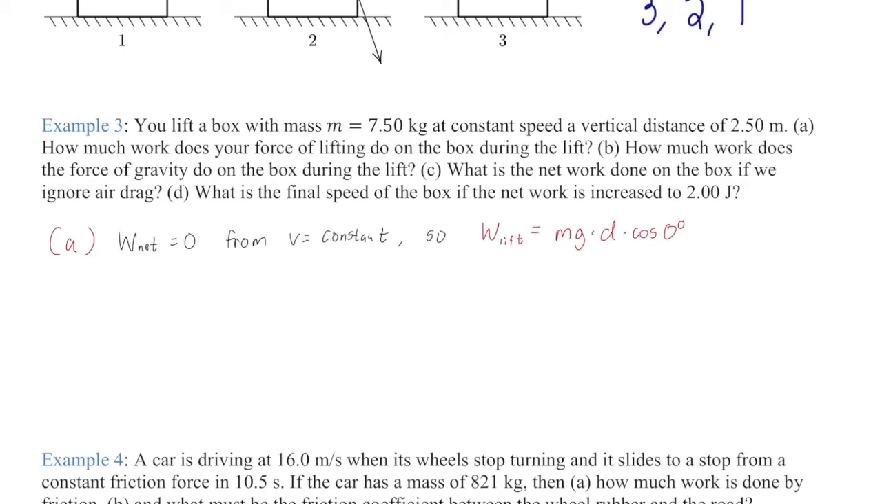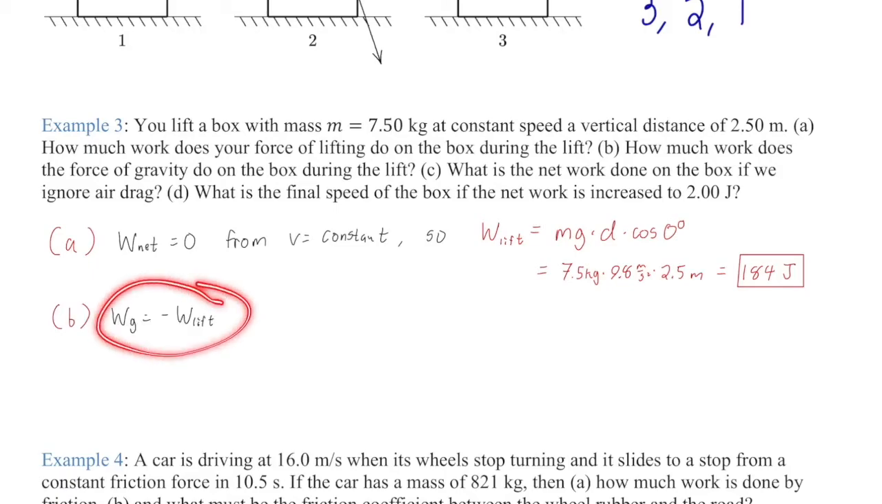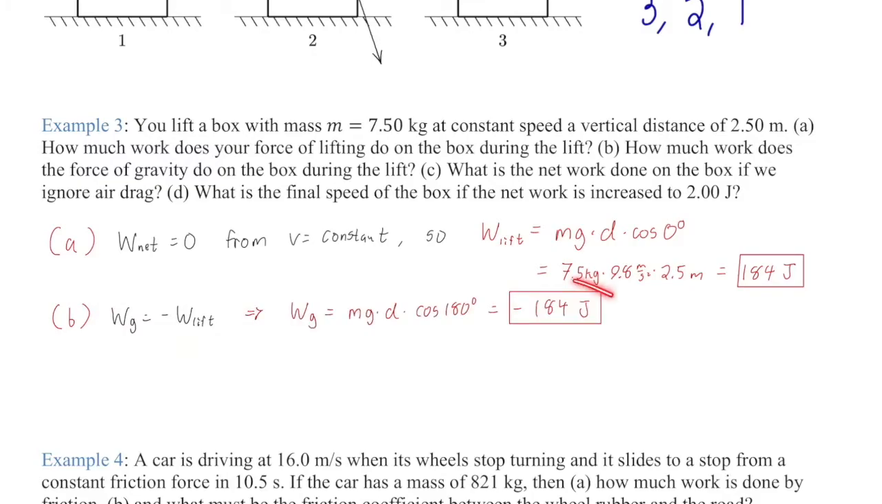From net work equal to 0, since velocity is constant for part A, we know that the work of lifting must be equal to mgd times cosine of 0 degrees, which is equal to 184 joules. For part B, the work of gravity has to be equal to the negative of the work of lifting, again because net work is equal to 0, which means the work done by gravity is opposite in sign to the work done by lifting, so it's negative 184 joules.